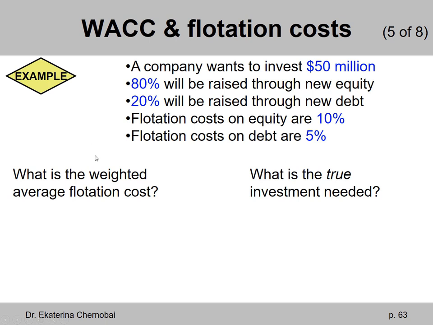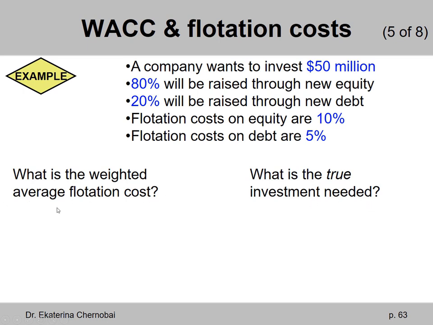Let's look at the following example. A company wants to invest $50 million into a new project. 80% will be raised through new equity, 20% will be raised through new debt. Flotation costs on equity are 10%. Flotation costs on debt are 5%. Two questions. What is the weighted average flotation cost? And what is the true investment needed for this new project?